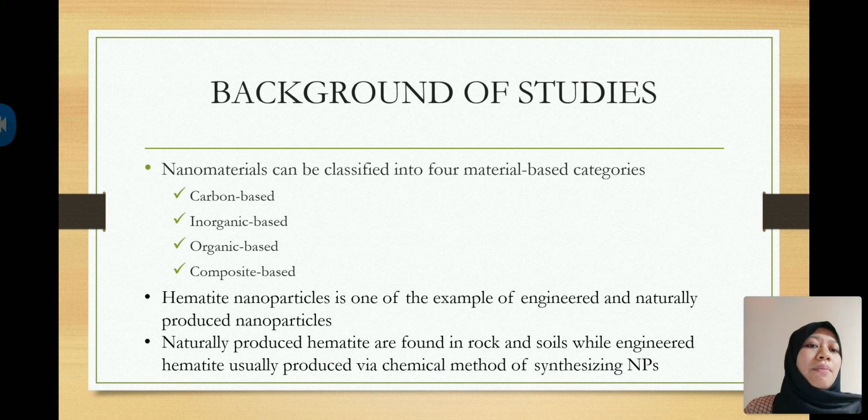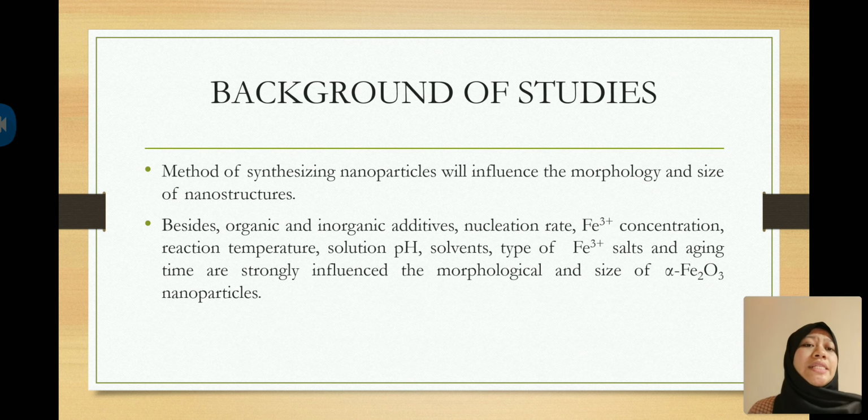So, let's talk about hematite nanoparticles. Hematite nanoparticle is an example of engineered and naturally produced nanoparticles. Naturally produced hematite is widely found in rocks and soil, while engineered hematite is usually produced via chemical methods of synthesizing nanoparticles, such as the sol gel method, co-precipitation method, forced hydrolysis, and pyrolysis method. The method of synthesizing nanoparticles will influence and affect the morphology and size of the nanostructure.